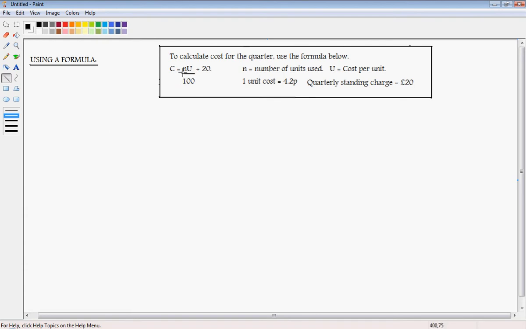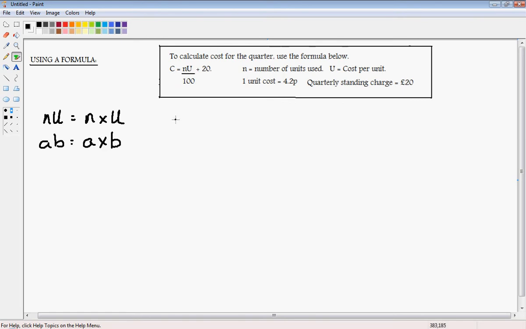Now if we have NU, all that means is N multiplied by U. Okay, so if we had AB, that would just be A multiplied by B. The reason that we write it like this is it saves us writing out multiply all the time.